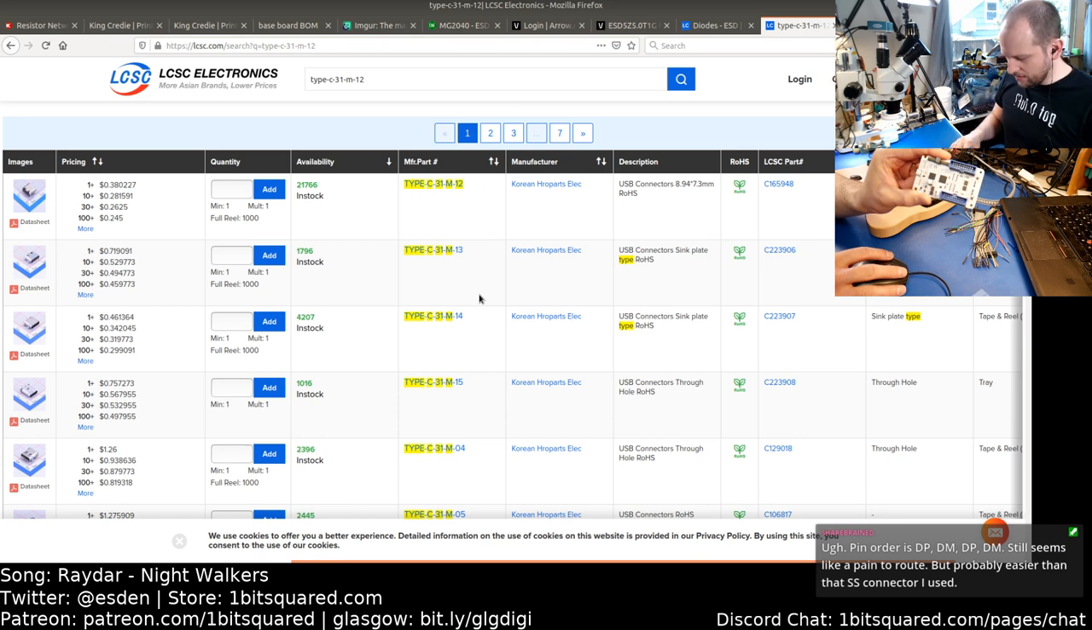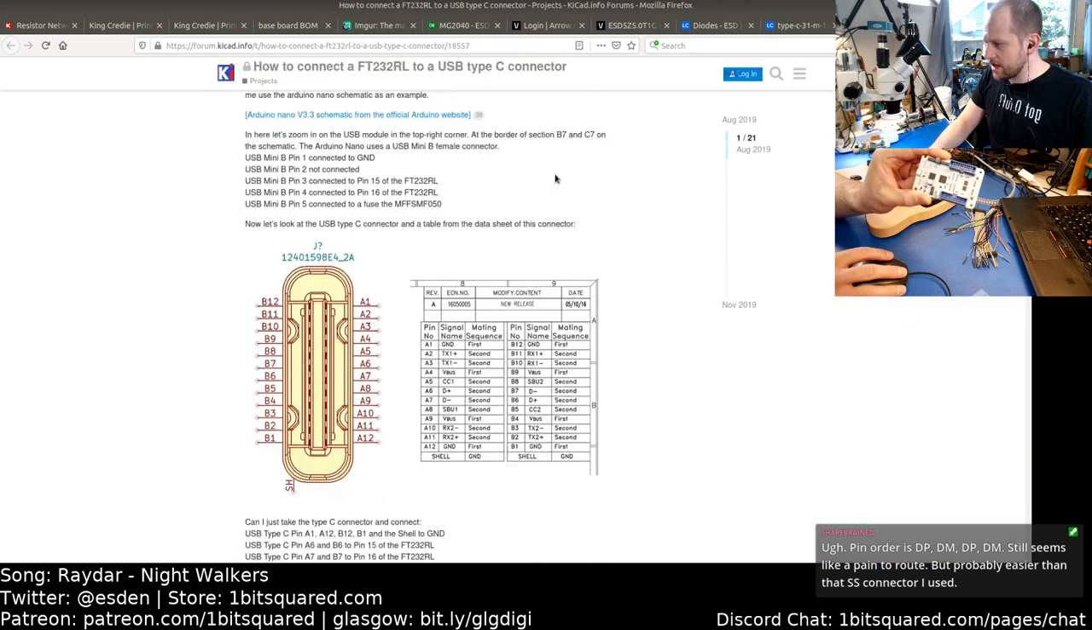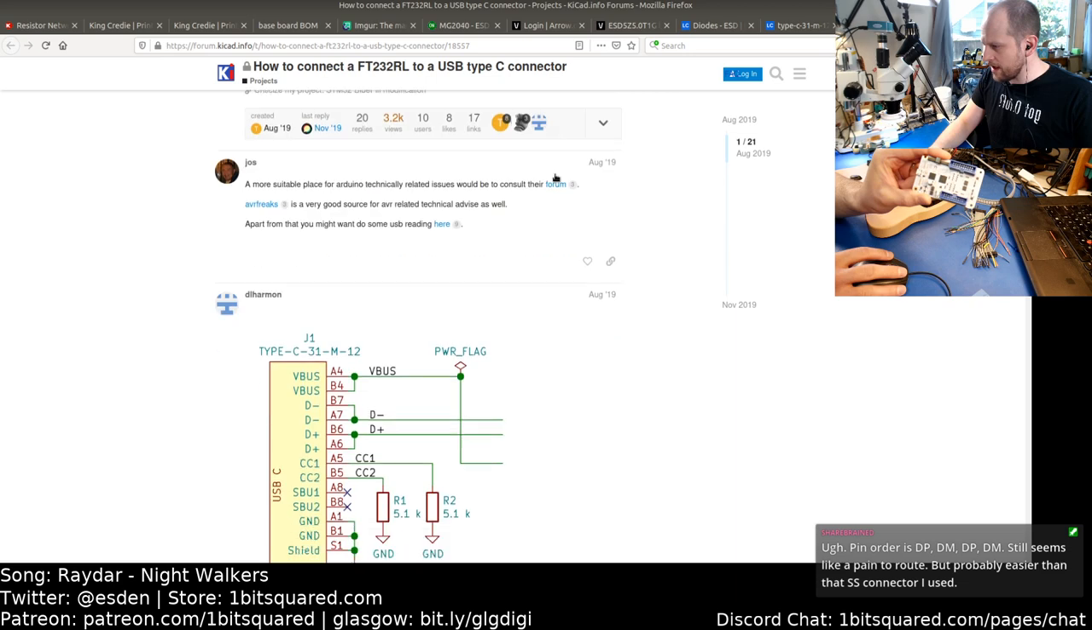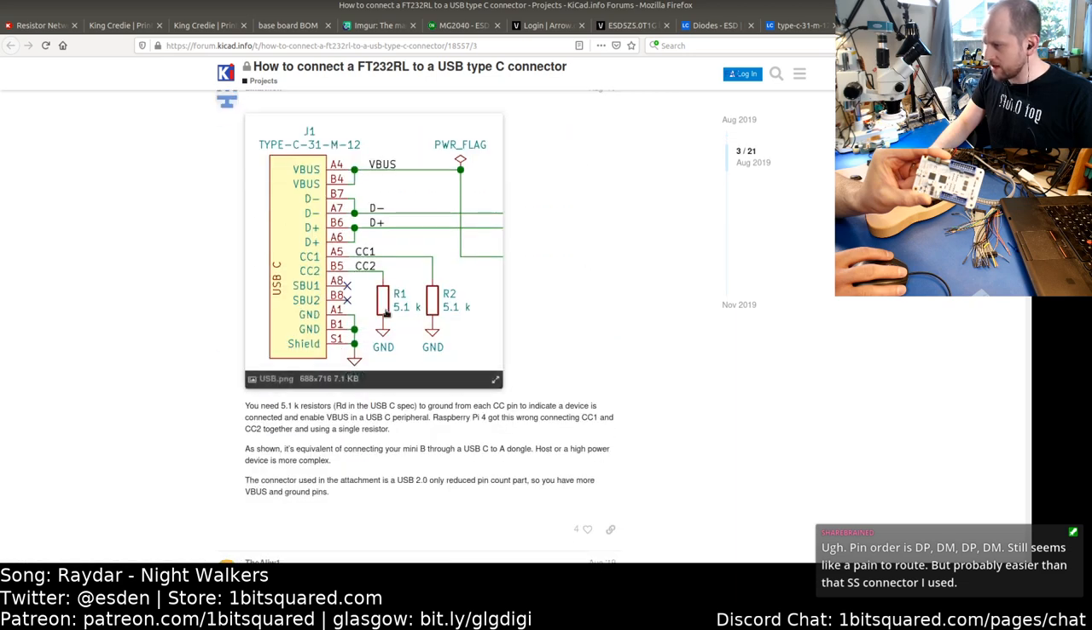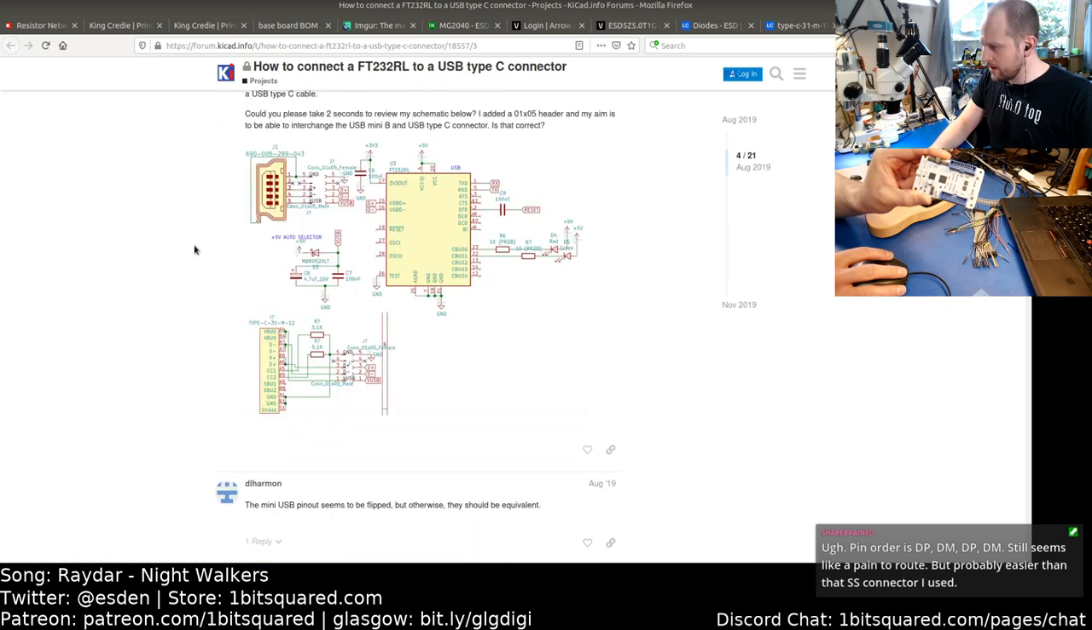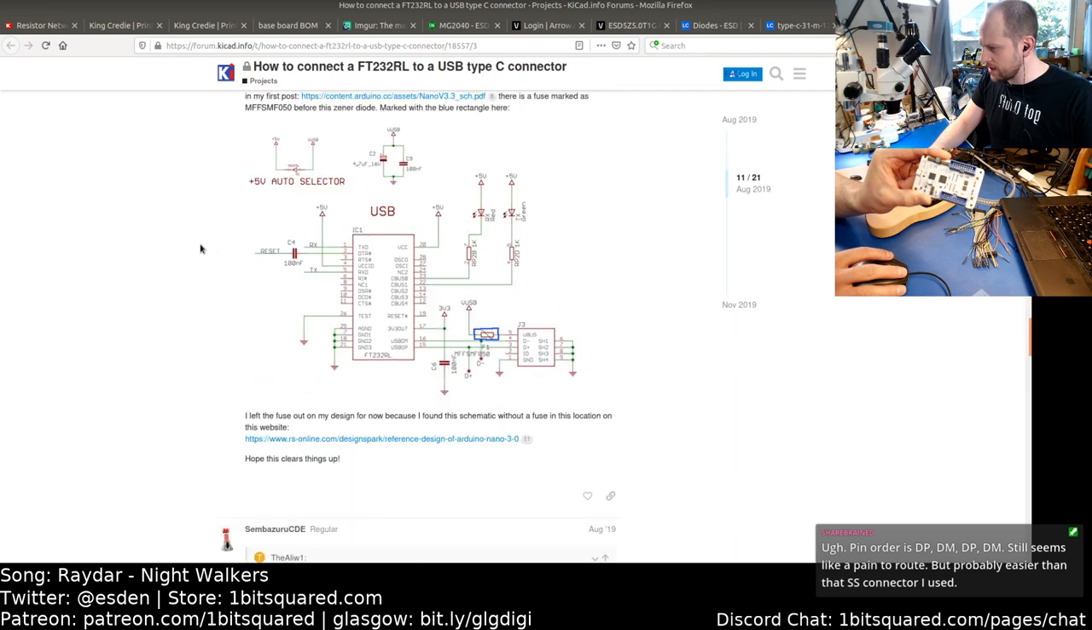Yeah, I have to figure out the routing. I have a reference for that. In the KiCad forum, someone asked about this. So this is the schematic we will be copying. I'm not sure they posted the layout in here.